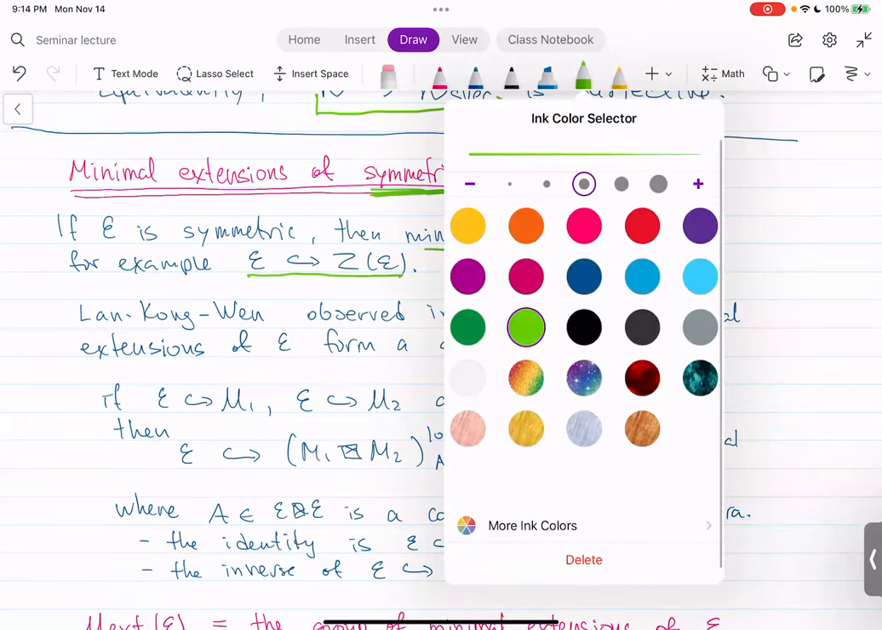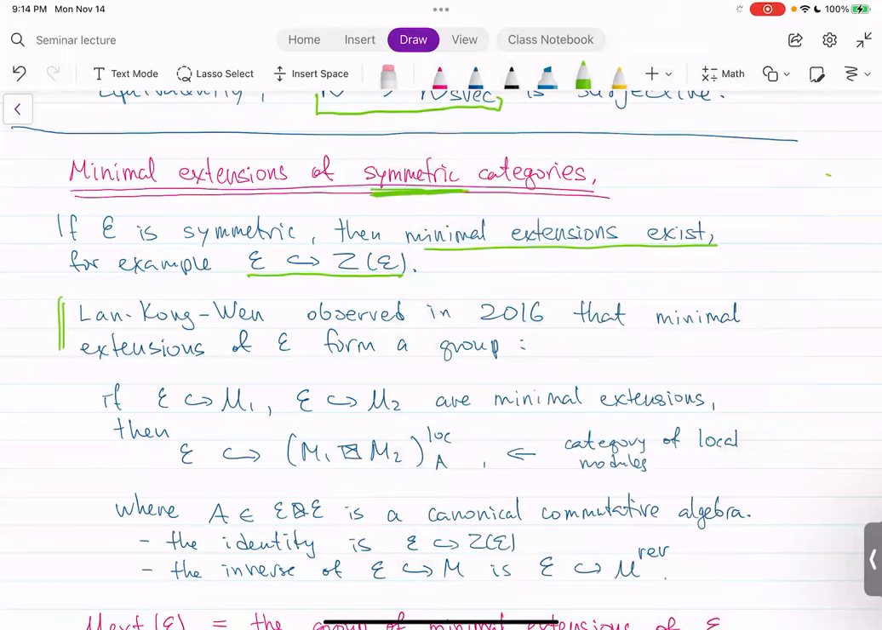There was a great observation in the work of Lan, Kong, and Wen from 2016, I believe, that minimal extensions of a symmetric fusion category E form a group. This group, I believe, correct me if I'm wrong, was introduced to study symmetry protected topological phases of matter. The symmetric category sitting inside somehow describes the symmetry of this topological phase. And that's great because it's much more fruitful and beneficial to try to describe a group than just to describe a set.